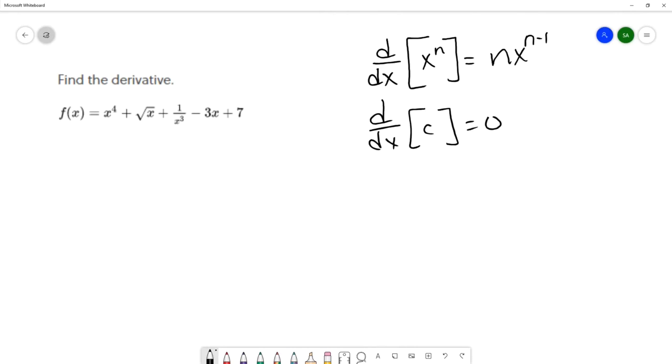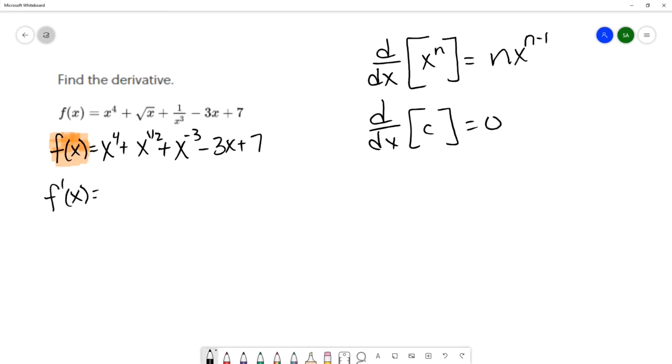Now, before I calculate the derivative, I'm going to rewrite all of those terms as x to a power, so I can apply the power rule. The square root of x is x to the 1/2 power. 1 over x cubed is x to the negative 3 power. And I'm copying down the other terms. I want you to notice that I have labeled this as f of x because I've only done algebra things to the terms. Now I'm going to calculate the derivative of each one of these terms.